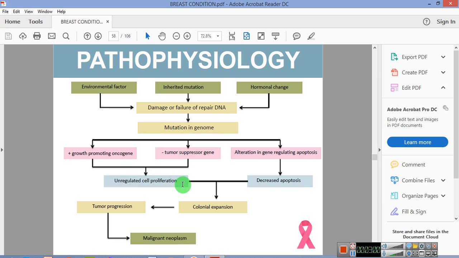Growth-promoting oncogenes and reduced tumor suppressor genes may help unregulated cell proliferation. Normally, cell proliferation is regulated. In these cancer cells, unregulated cell proliferation occurs. Decreased apoptosis and unregulated cell proliferation cause clonal expansion, then tumor progression, and then malignant neoplasia.